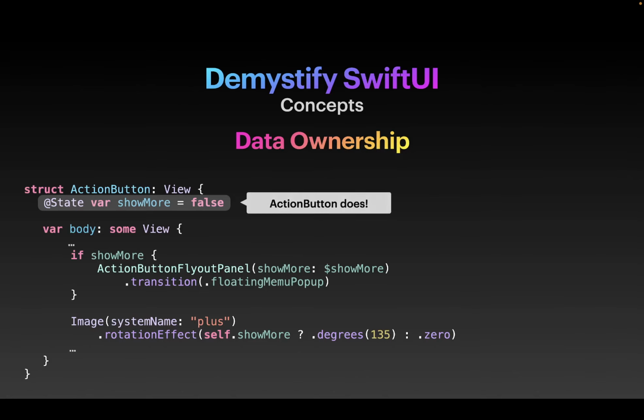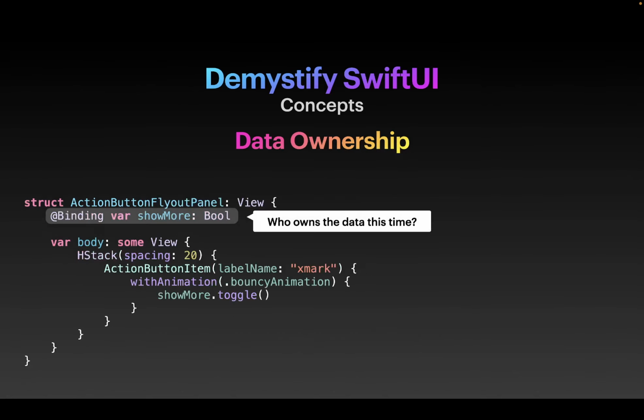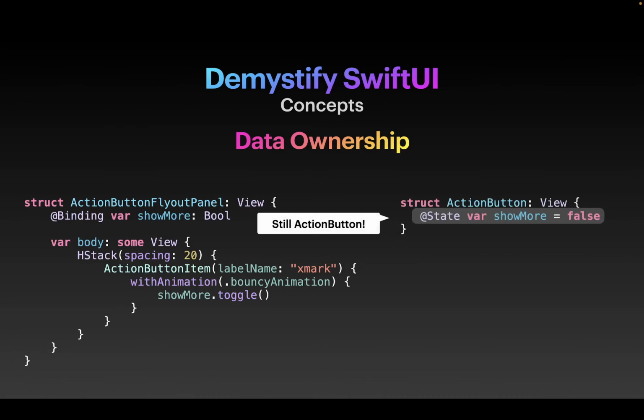Now take a look at this. This time I'm going to use @Binding. Still remember the @Binding thing, right? By using @Binding, we essentially just create a binding, as the name says, from the parent view. So it creates a reference to some variable in the parent view. In this case, for example, this action button flyout panel view doesn't own that data anymore. That data is actually owned by the parent view, which is the action button. So you have to think about which view actually owns the data.